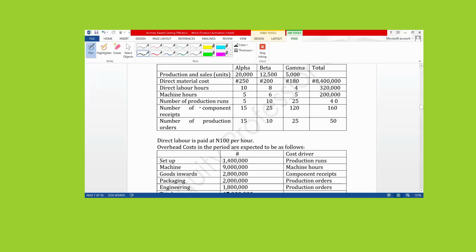But if you look at production run, 5 plus 10, 15. 15 plus 25, 40. That clearly shows that production runs is independent of number of units produced. Component receipt, 15 plus 25 plus 120. That will give us 160. This is independent of units produced. So don't multiply with units produced.